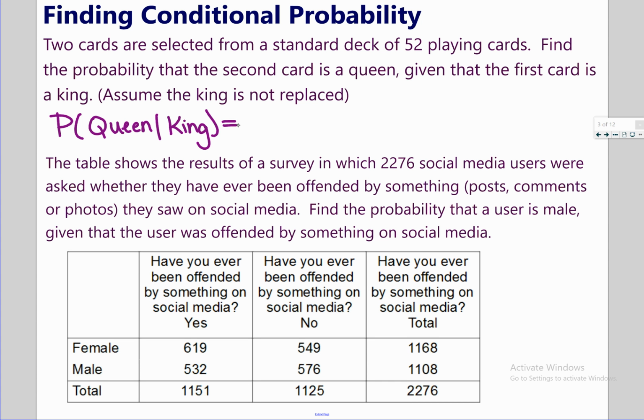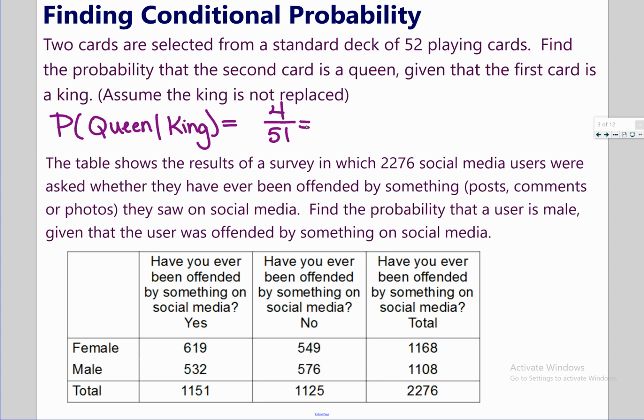Queens, 4. And how many cards total are left in the deck? 51. So that's our conditional probability. There are 4 of each thing in the deck. How many of each, face card or number or whatever? How many of each suit, like hearts, kings, diamonds? 13 of each. These are going to come up in problems.